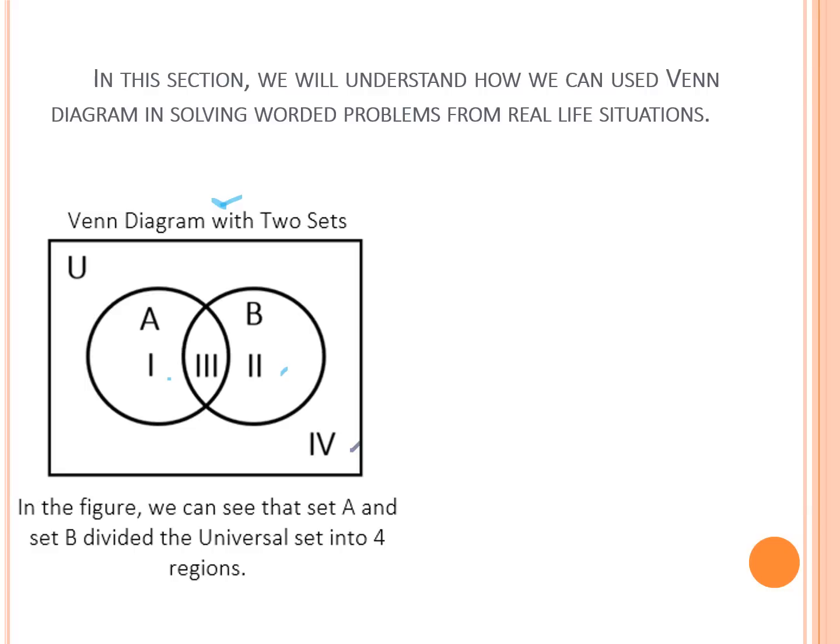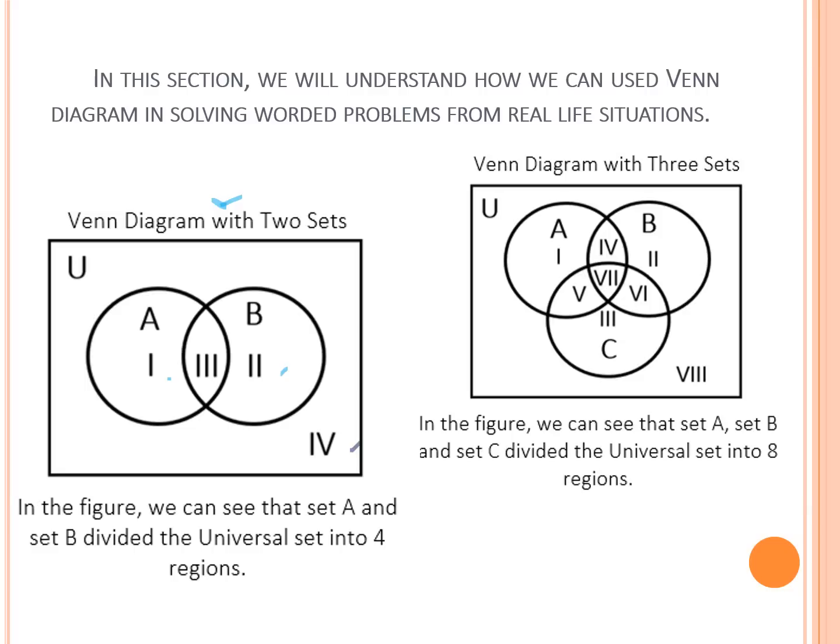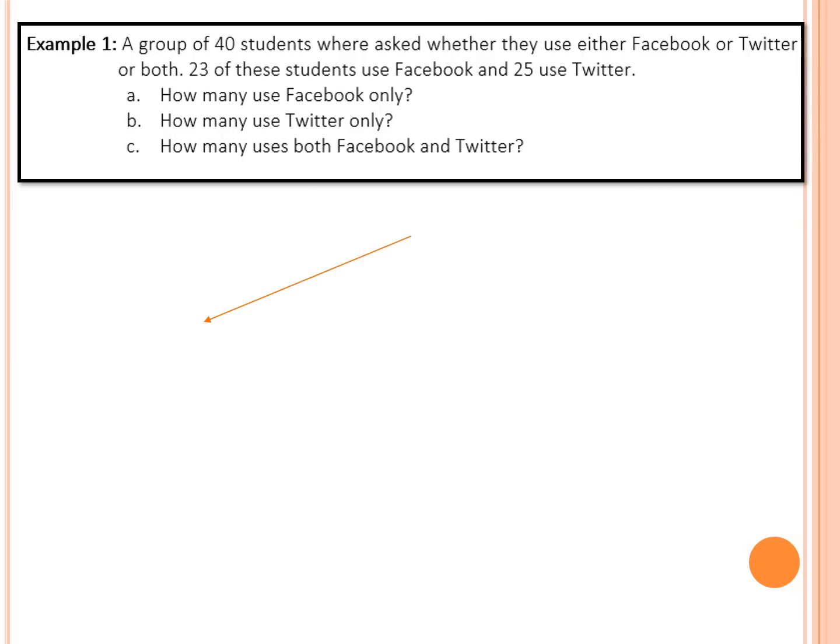Now, how about if there are 3 circles? There you go. So we have 8 parts if there are 3 sets involved in a worded problem. So let's try to solve some examples.